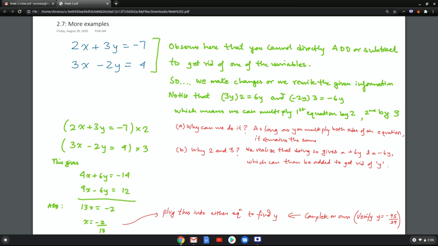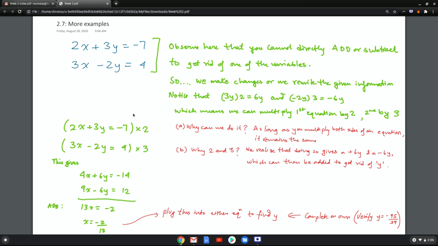A couple of questions that should arise in your mind is, why can we do this? Well, it's an equation, remember? So as long as you multiply both sides of an equation, it remains the same. It's kind of like a balance. Why choose the numbers 2 and 3? Because we realize that by doing so, we end up with a positive 6y in one equation and a negative 6y in another, which then can be added, like our previous example, to get rid of the y.